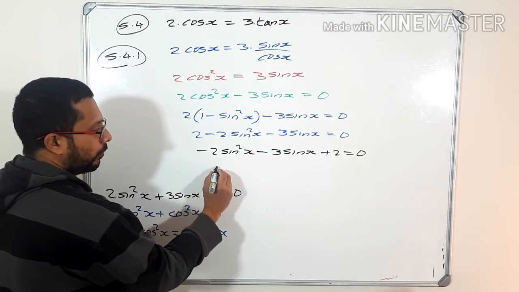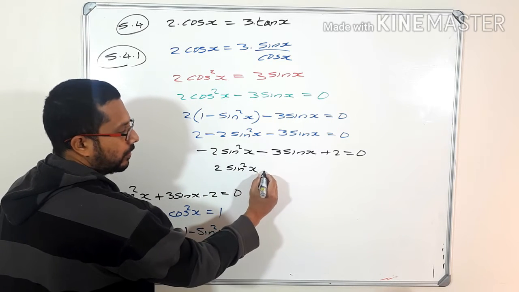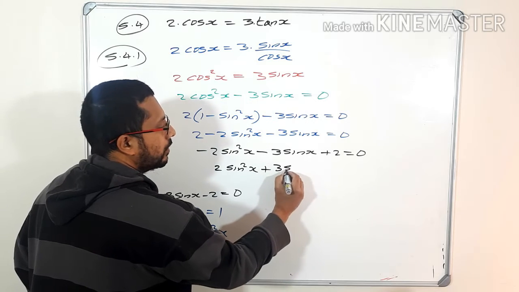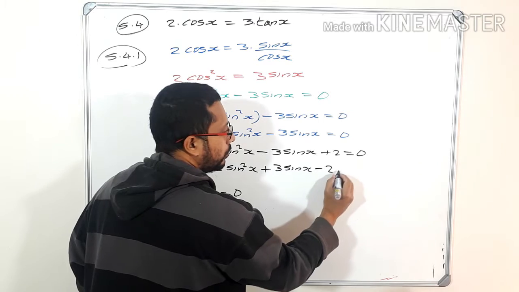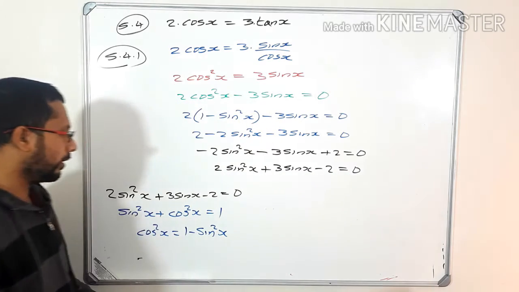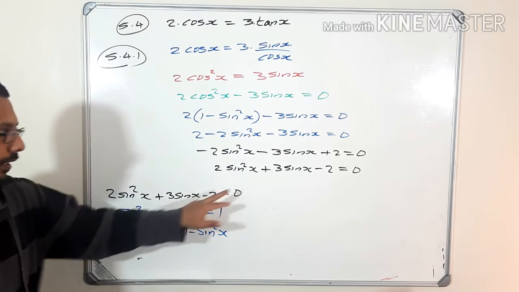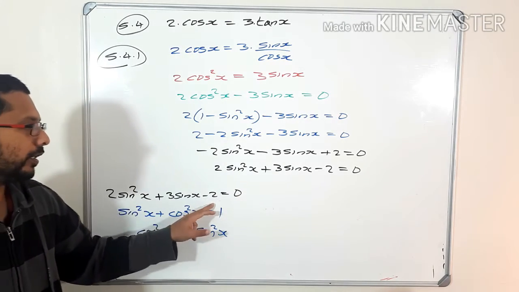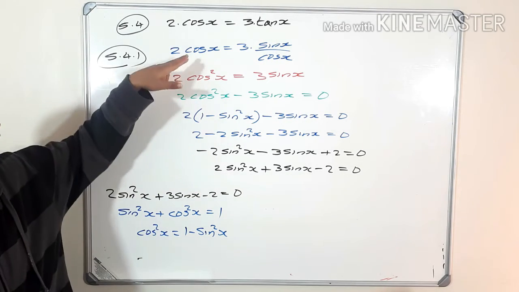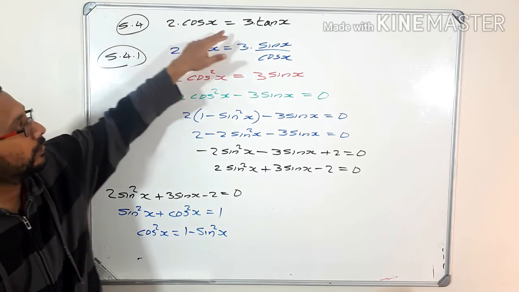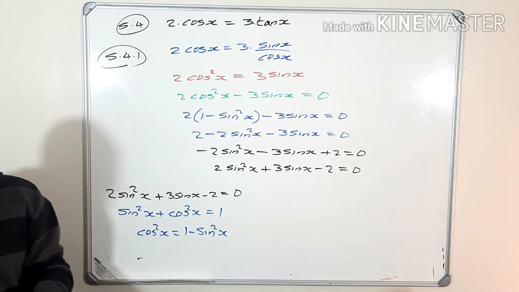Minus into minus, positive sin squared x, minus into minus, positive 3 sin x, minus into plus, minus 2 is equal to 0. Look at what we want to prove: 2 sin squared x plus 3 sin x minus 2 is equal to 0. So now we have got 2 cos x is equal to 3 tan x. That is that question.